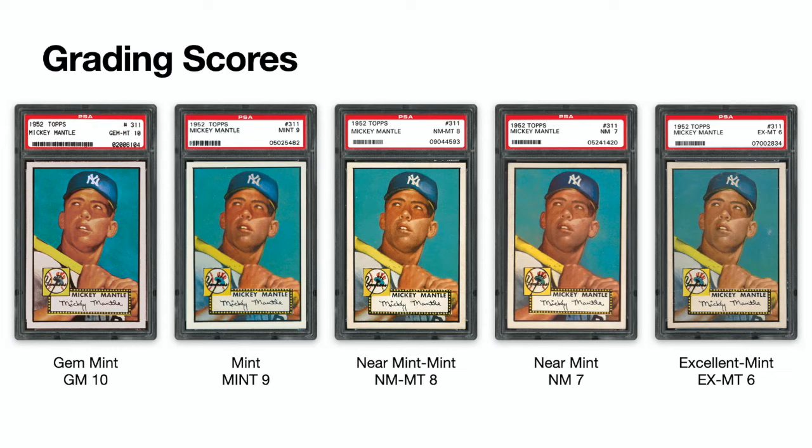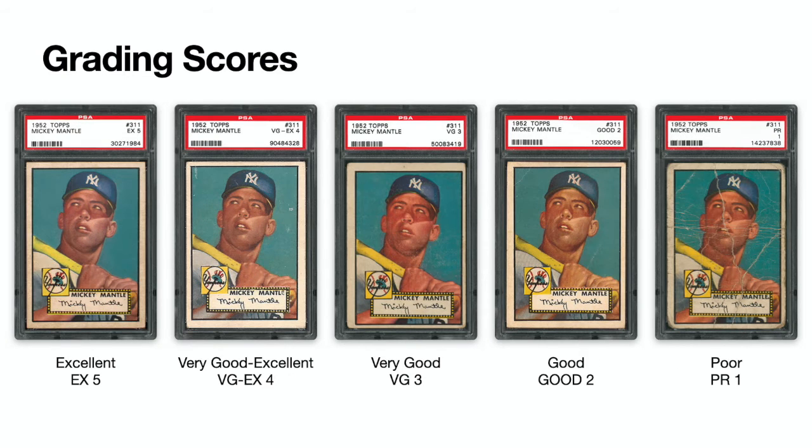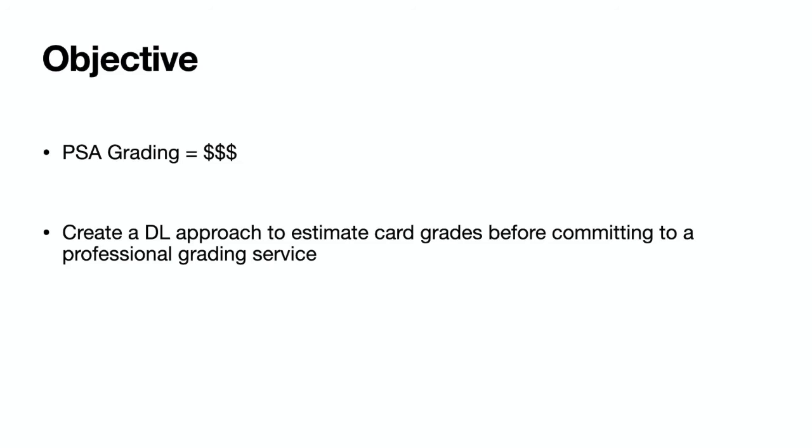10 is a gem mint card, 9 is mint, 8 is near mint to mint, 7 is near mint, 6 is excellent mint, 5 is excellent, 4 is very good to excellent, 3 is very good, 2 is good, and 1 is poor. PSA and other professional grading is expensive.